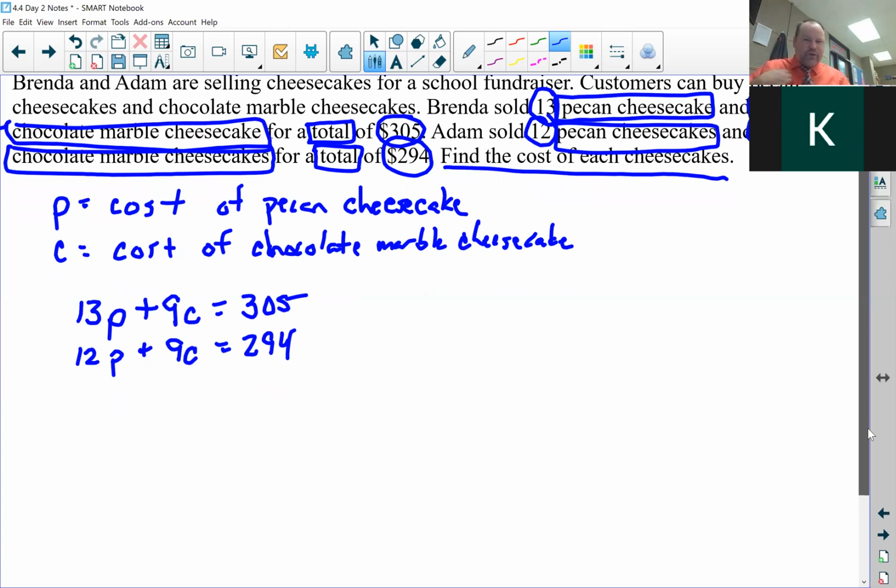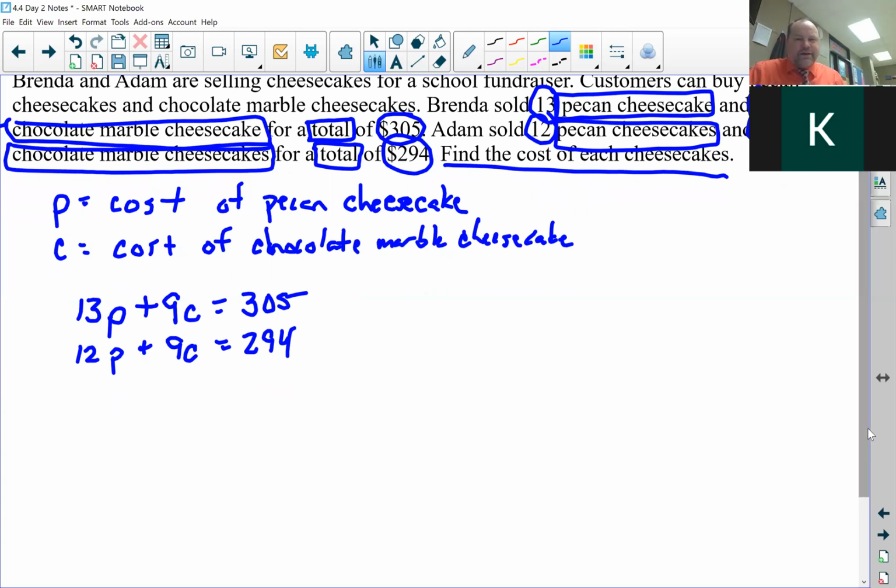So we've marked up our problem, we've read it, we know what we're trying to find. We've defined our variables, we wrote our equations. Now it's time to choose a method and solve our system. So, what method does this system seem to set up to use in order to solve that system? Should we use graphing? Should we use substitution? Should we use elimination?